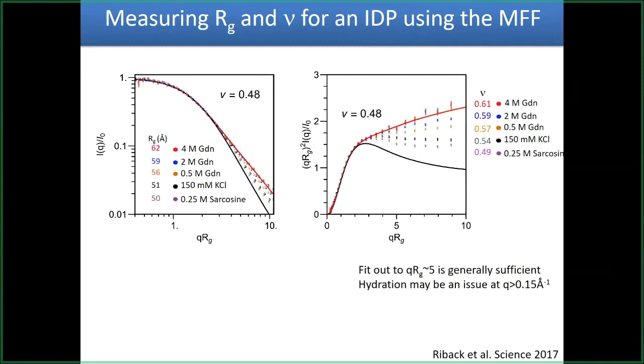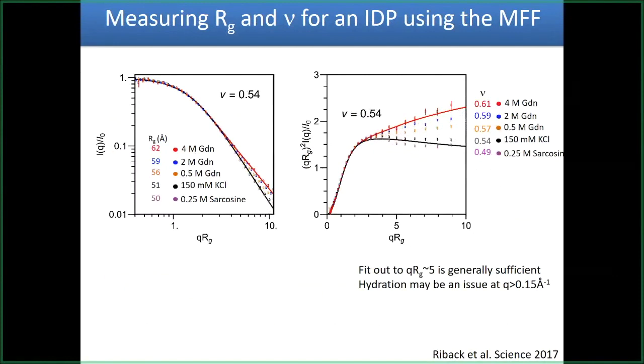So if you have big objects, you generally can go fairly far out in Q without running into hydration. If you have small objects, small polymers, like 20-mers or something, I'm not as confident that this protocol is going to work, because hydration becomes an issue and it starts influencing the I(Q) scattering. We found empirically that it's worked rather well from around 50 to 60 amino acids out, but note of caution.